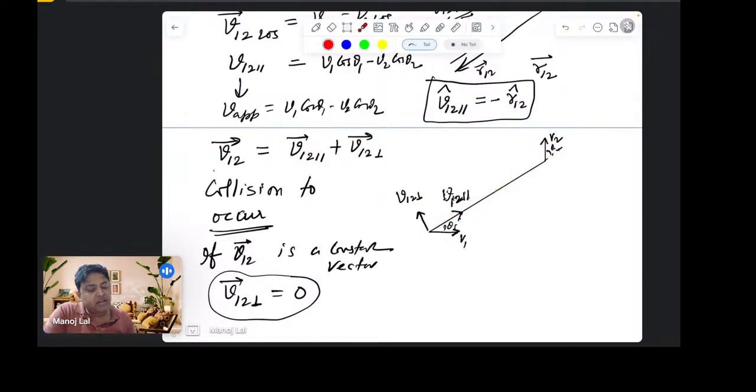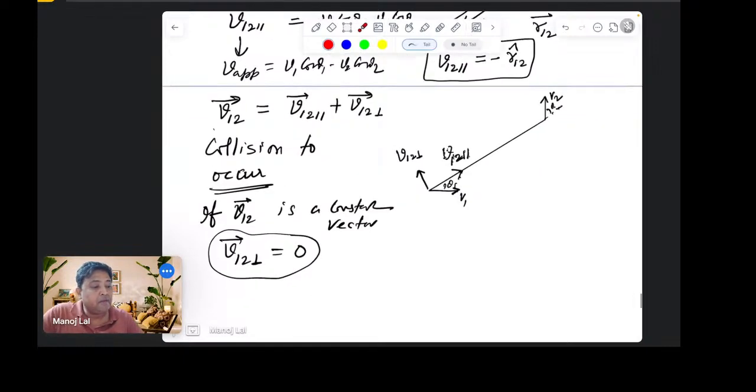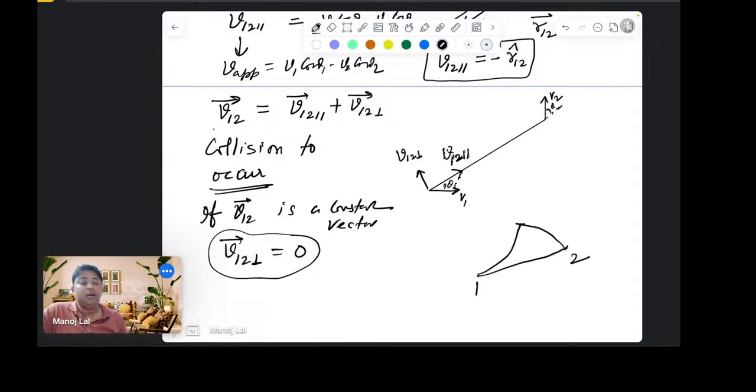But if there is an accelerated motion, then even if the velocity is in the perpendicular direction, they can collide. If the velocity of both objects is a constant vector, then V12 must be along the line of sight and opposite to that. If it is accelerated, it could be that 1 is here and 2 is here at the initial moment, this is the line of sight, and later somewhere here they collide, right? So that is possible for accelerated motion.